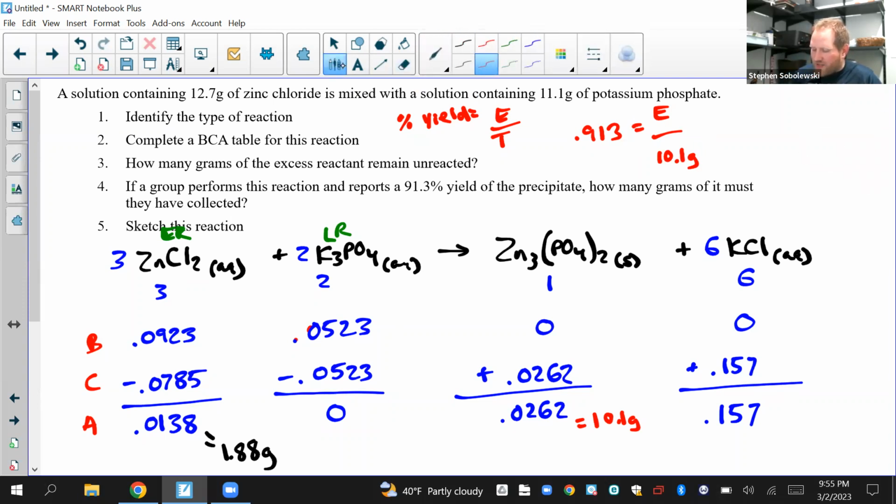So if you walked into math class and saw this, how would you solve for E? Well, right now we've got to get this out of here. So let's multiply both sides by 10.1. That cancels here. So essentially 0.913 times 10.1 grams gives us 9.24 grams.